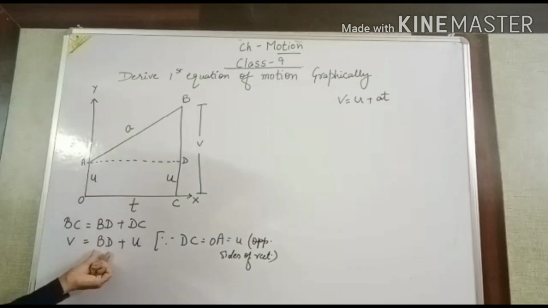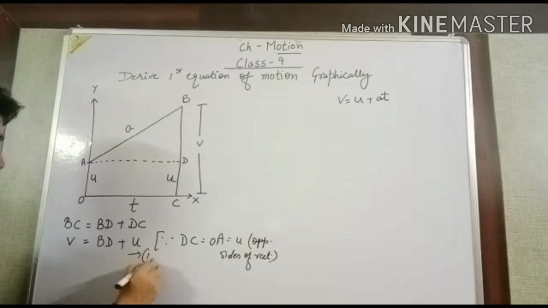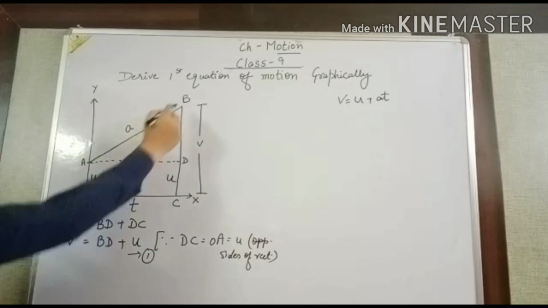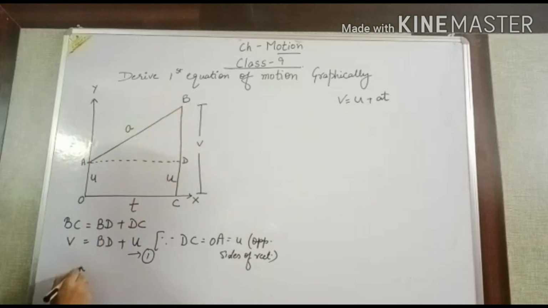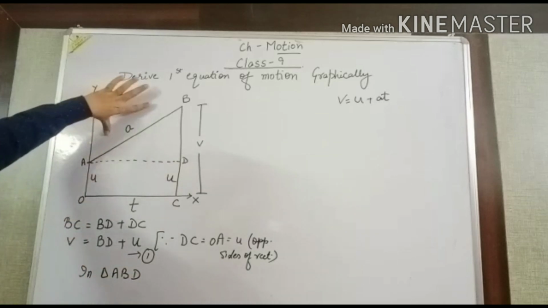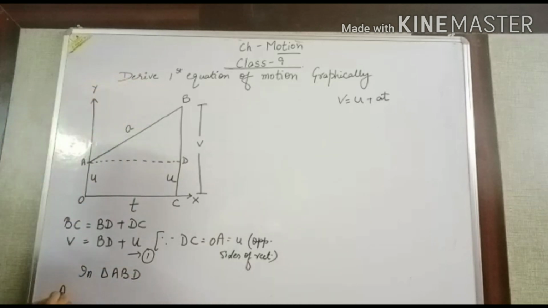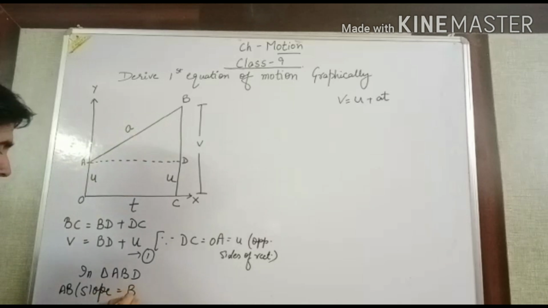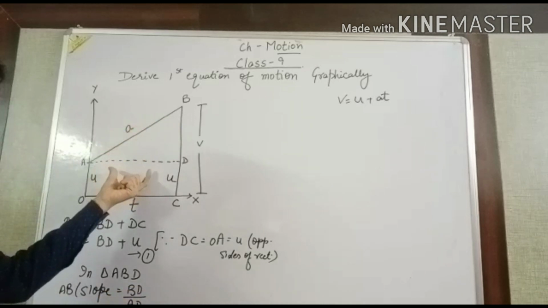Now we need to find the value of BD. Suppose this equation is 1. For finding the value of BD, we need to take triangle ABD. In triangle ABD, we look at the slope AB, and its value is found as BD upon AD, that is perpendicular upon base.